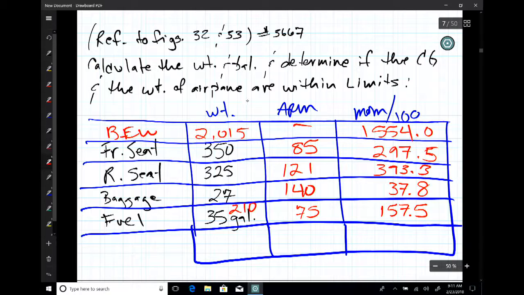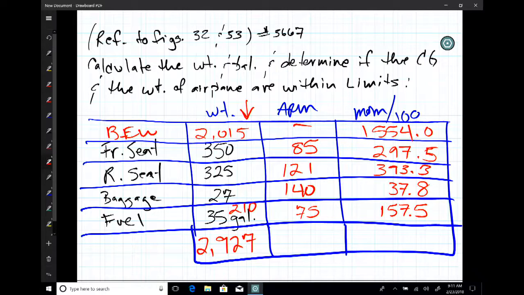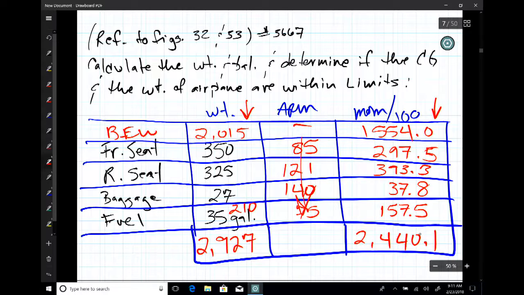Okay, so what are we going to do first? First thing that we're going to do now is add the weight here in our weight column. How many of you got 2,927 pounds? Hopefully all of you. The arm, we don't need to worry about this because this is going to be a nonsensical number at the very bottom with this, thus far. Okay? And then we look at our moment, and we add everything in our moment column, and we should have gotten 2,440.1. Okay? So that's what we should have gotten here.